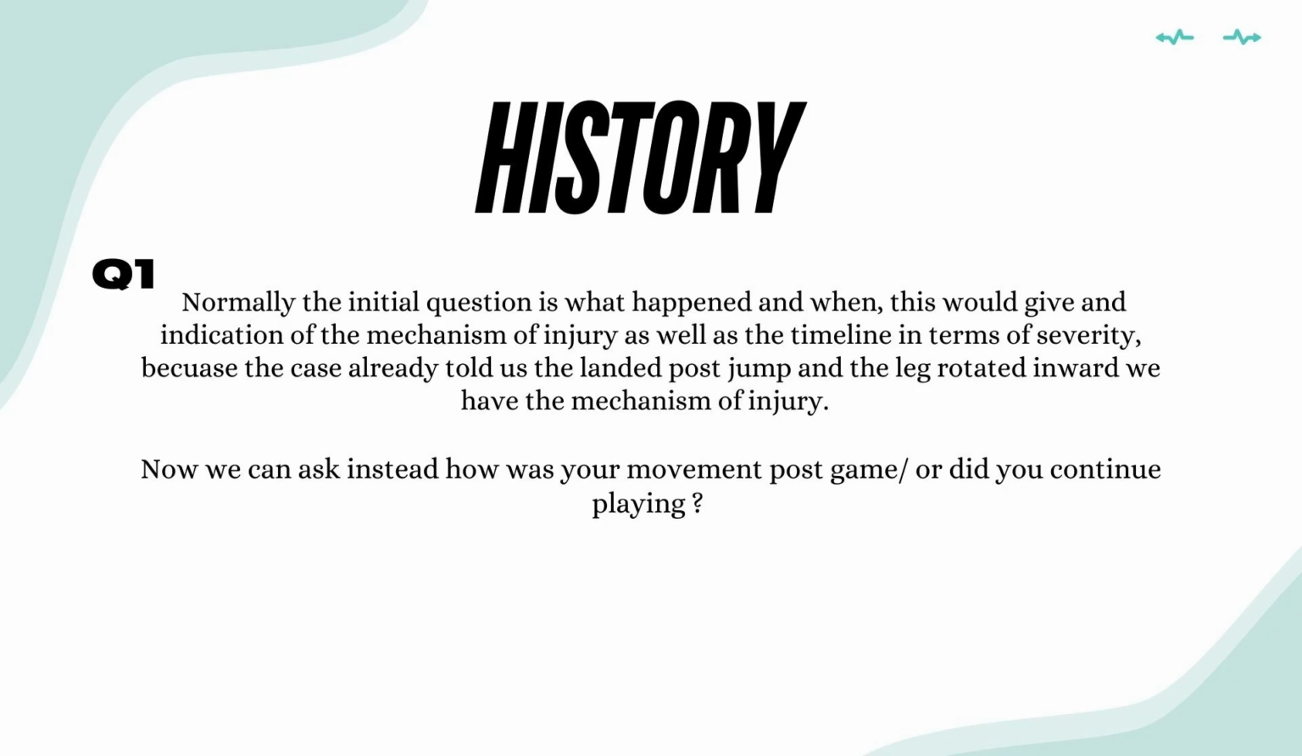So in this case, if we have an ACL tear, which we are suspecting, then the mechanism would be anterior translation of the tibia, as well as rotation, which would cause that stretching of the ligament and eventual tearing. So the what happened we have in the case study as it presented, he landed awkwardly while his leg was rotated inwards. So what we can do in this case, instead of the normal what happened, is we can just dive a little deeper into that question, and we can ask how was his movement post-game.